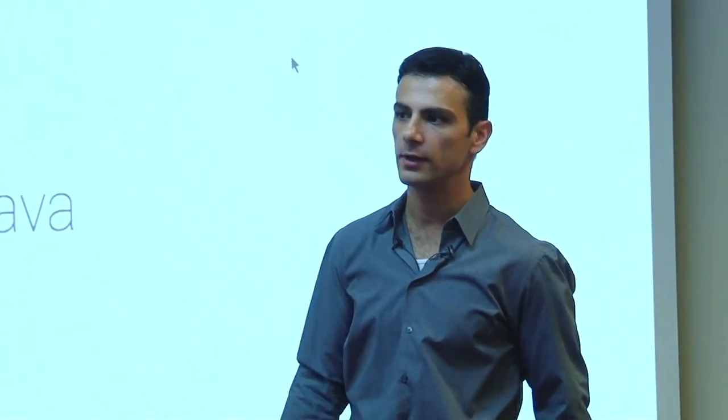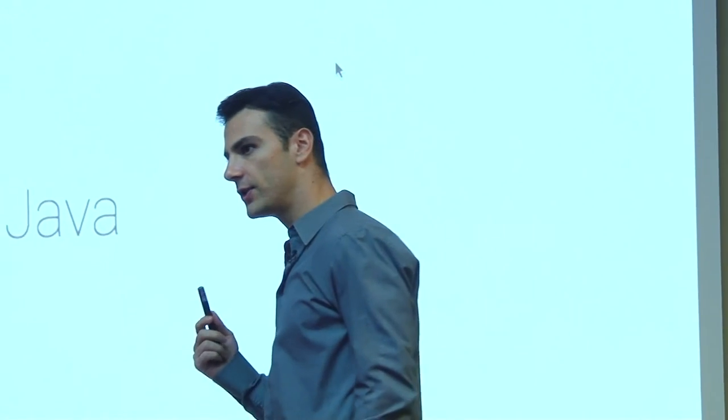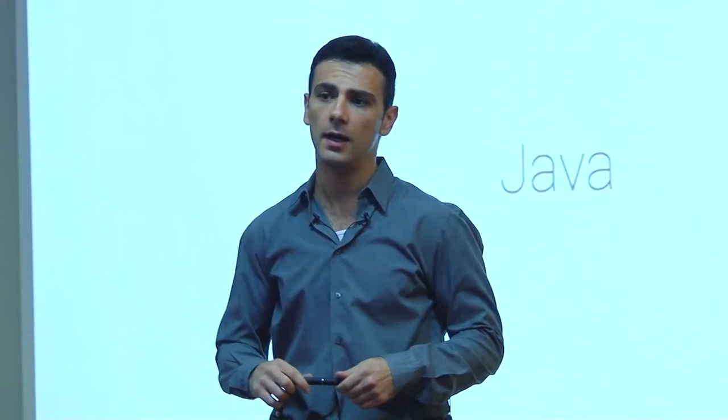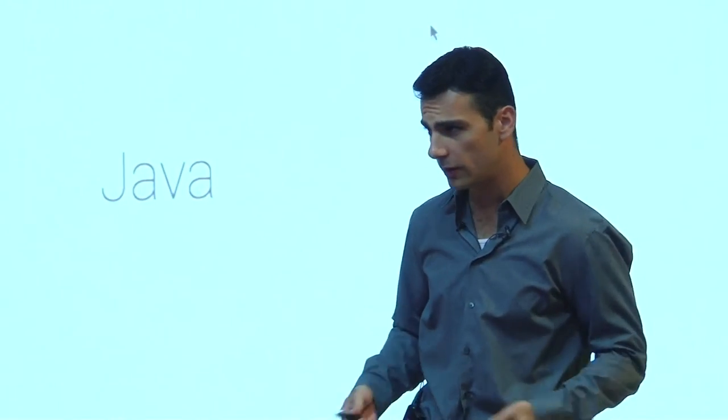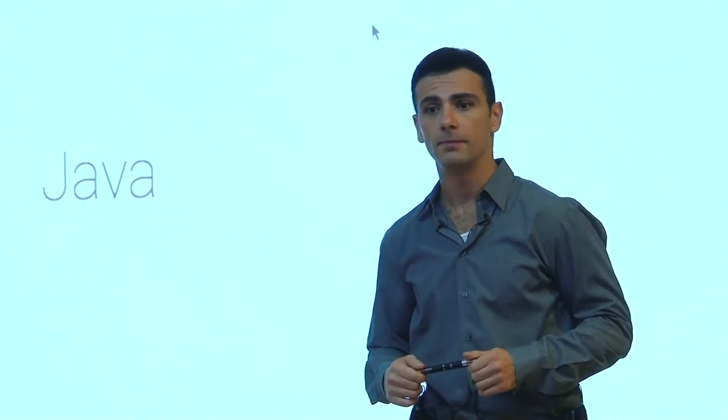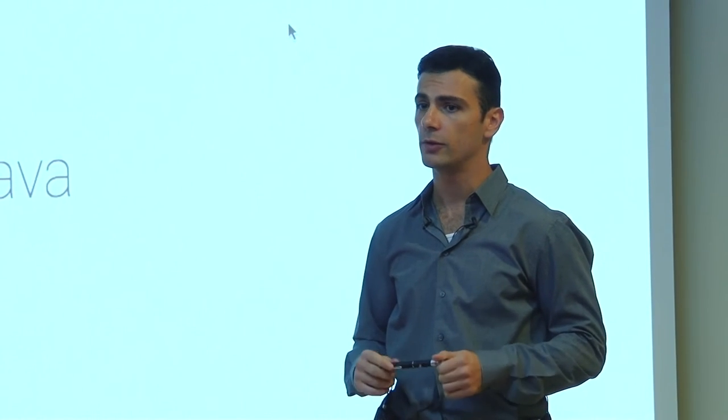So today we're going to be talking about the Java programming language. It was originally developed by Sun Microsystems, a big company, around 95. It's since been purchased by Oracle, so it's now being maintained by a company called Oracle. But you can use it, and it's a pretty cool language.